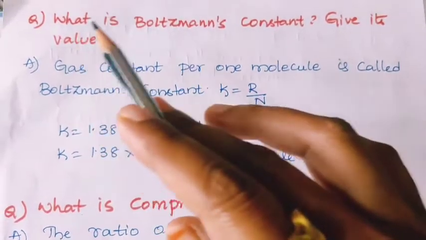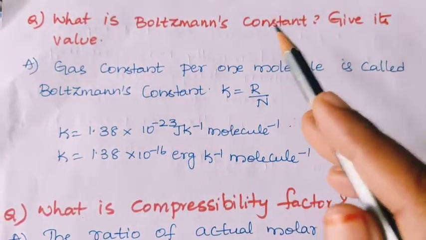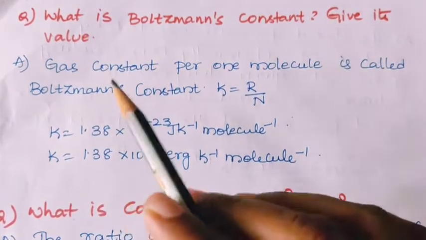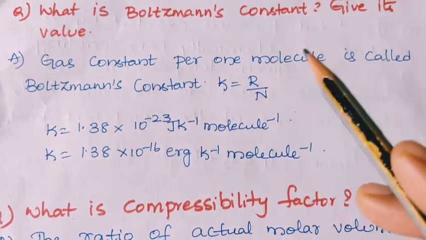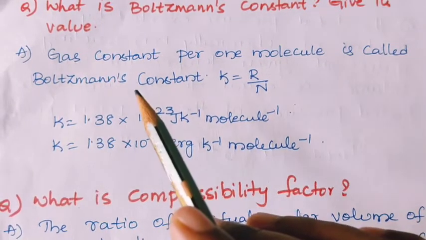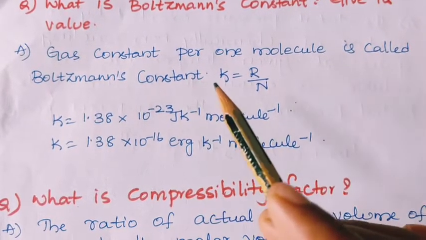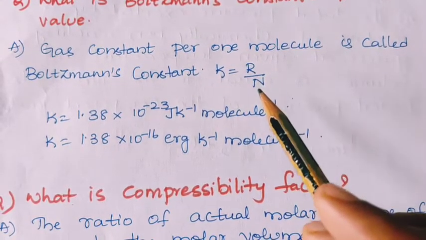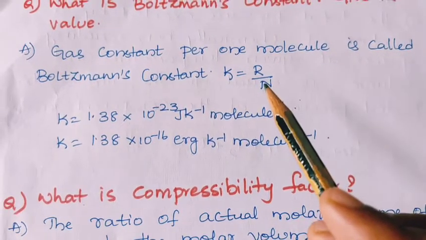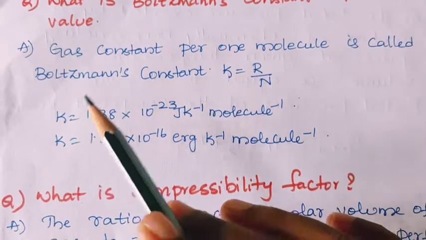Next question. What is Boltzmann constant? Give its value. So here Boltzmann constant, gas constant per one molecule is called Boltzmann constant. So Boltzmann constant is denoted by K. So this R is the gas constant by number of molecules, moles. So K is the Boltzmann constant.